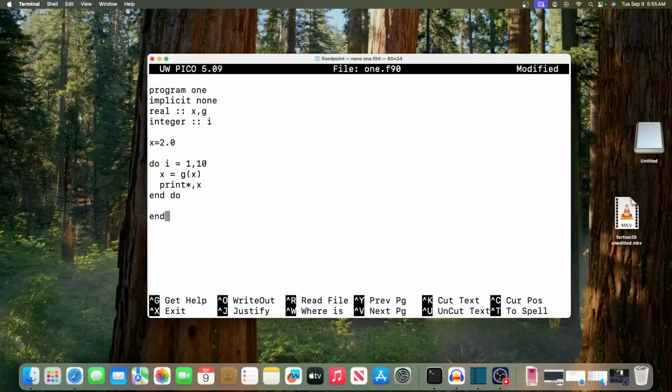So I'll have some program statement. I'll say implicit none. I'll state that x and g are real things. i is an integer. I set x equal to 2.0. And then, just for illustrative purposes, I think I'll do 10 steps of this fixed point method. The way I'm going to calculate the g function, though, is I'll have it off in its separate program unit.